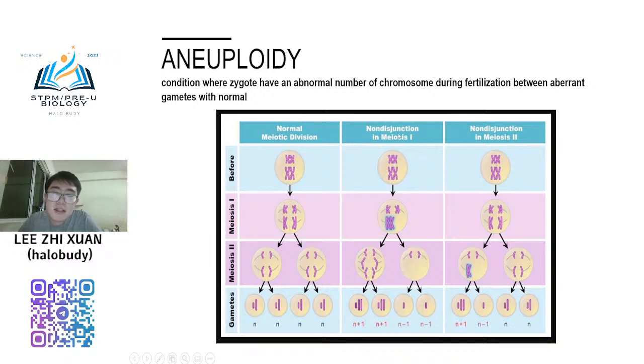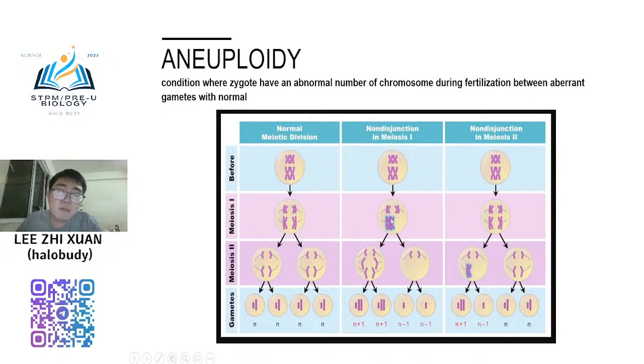So if the non-disjunction occurs in meiosis 1, you see that actually our chromosomes should be separated to opposite locations already at this phase. What are these phases? You study it yourself, I don't want to say, because you should have learned this. So you should know. For this one, you see these two chromosomes do not separate. They are directly attached to each other.